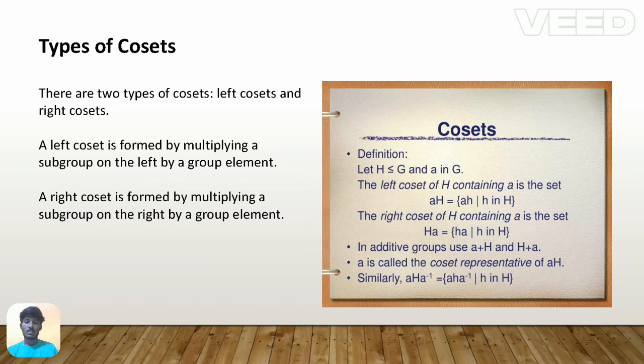Types of cosets. There are two types of cosets, left cosets and right cosets. A left coset is formed by multiplying a subgroup on the left by a group element. A right coset is formed by multiplying a subgroup on the right by the group element.